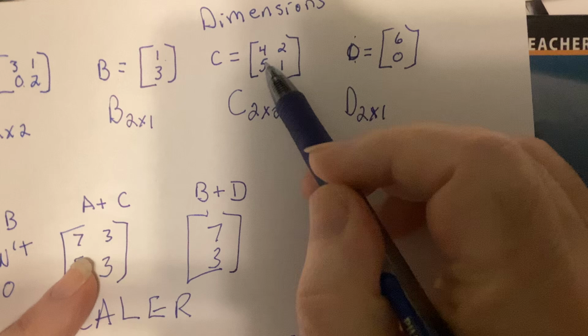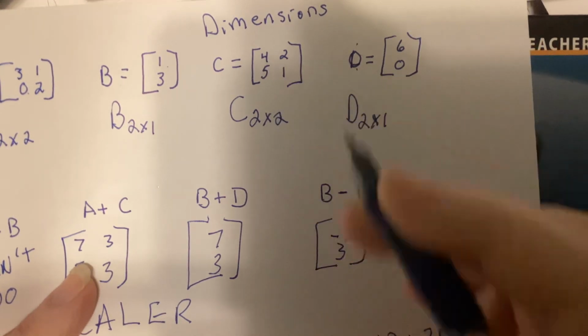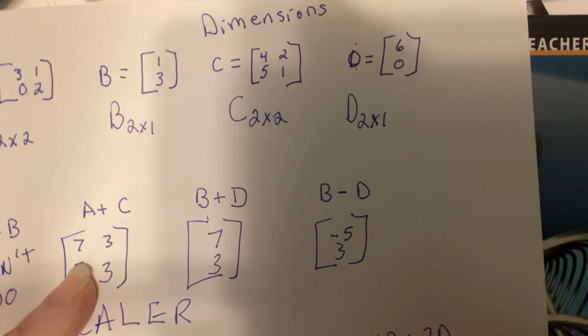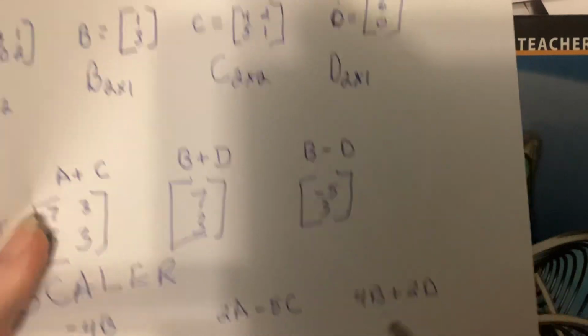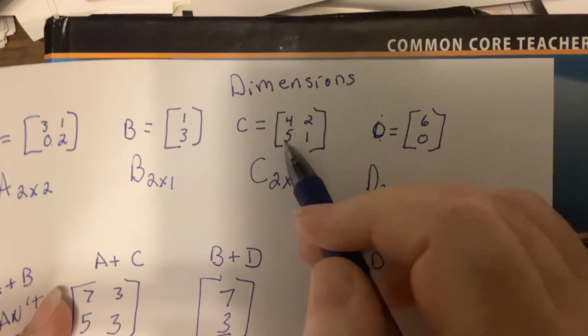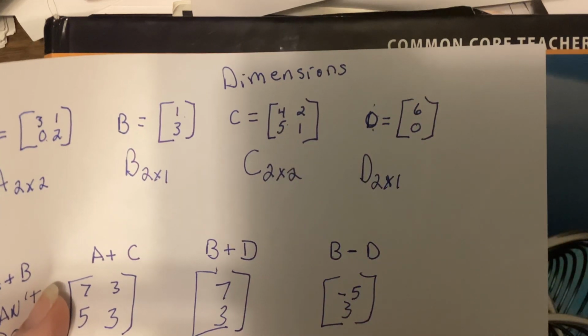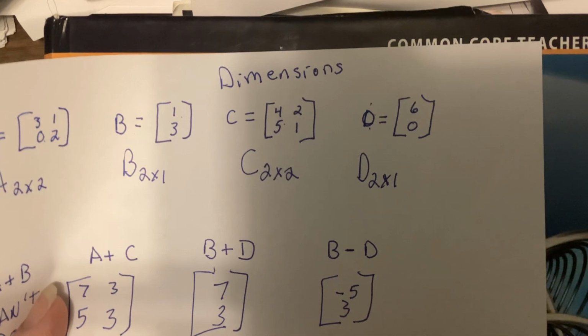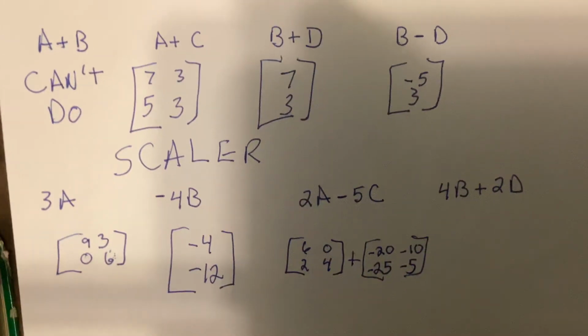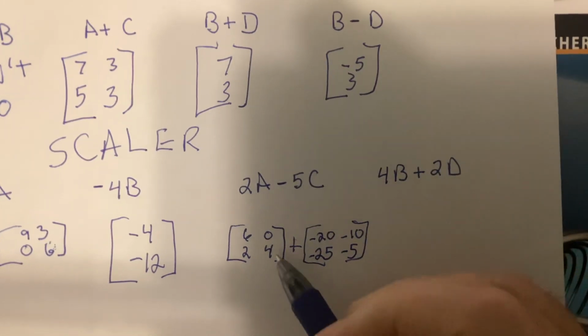So anyways, I'd have negative 5 times 4 is negative 20. Negative 5 times 2 is negative 10. Negative 5 times 5 is negative 25. And negative 5 times 1 is negative 5. And then I'm just going to combine the matrices.